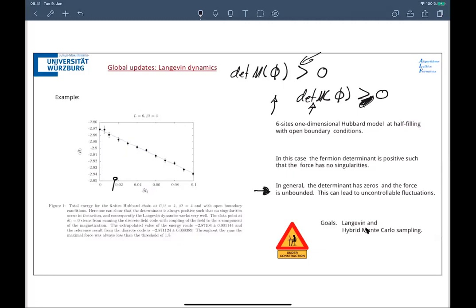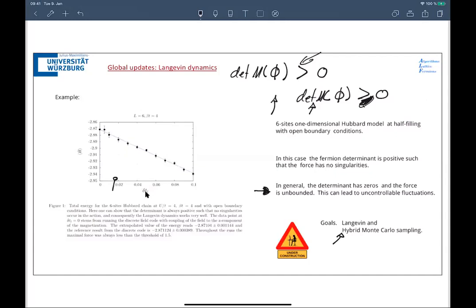What we would also like to do is the hybrid Monte Carlo sampling. This is an add-on to Langevin. It's a bit different, but rather similar. It has the big advantage of not introducing another systematic error because of the Langevin time, and it will not be unstable, but it can have problems with ergodicity. So this is still work in progress.